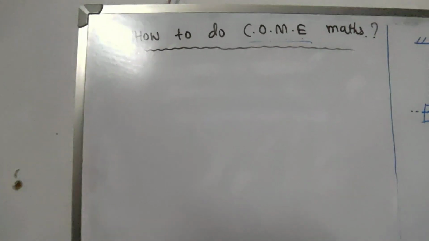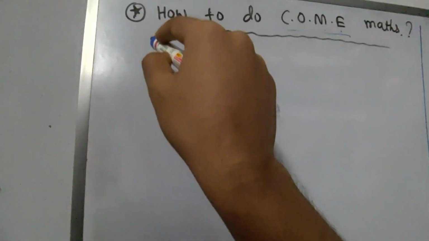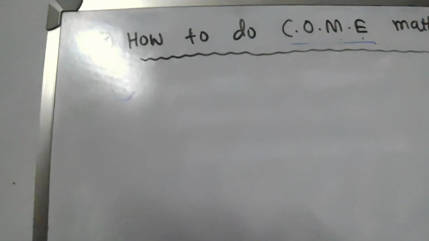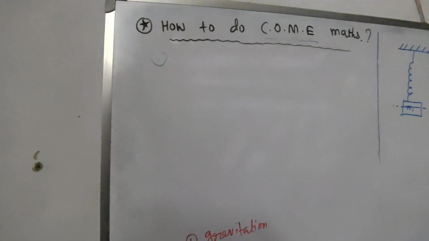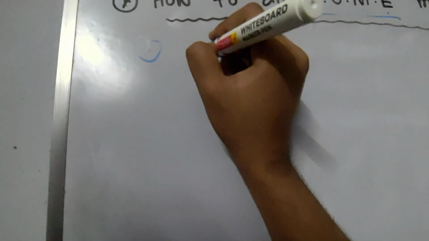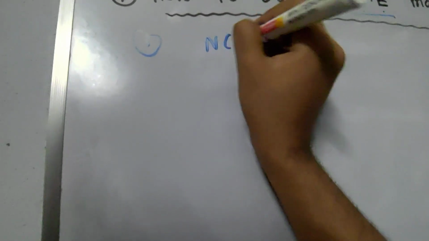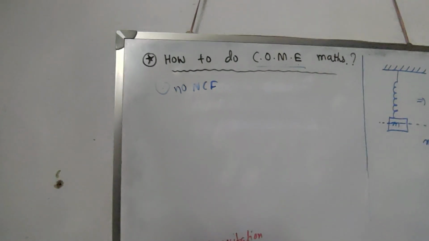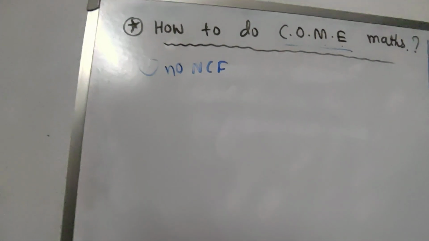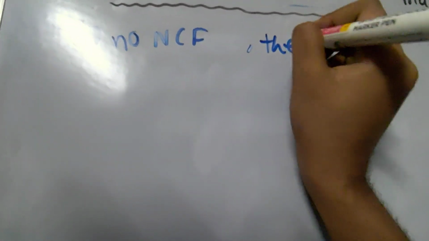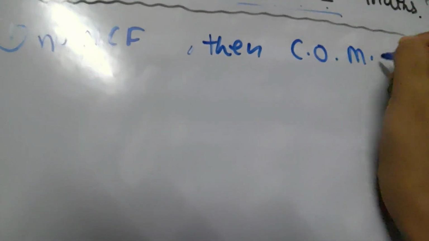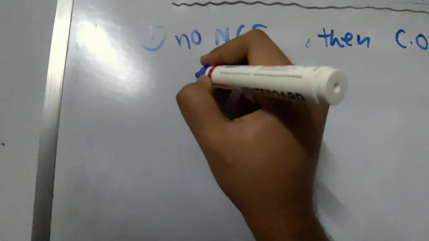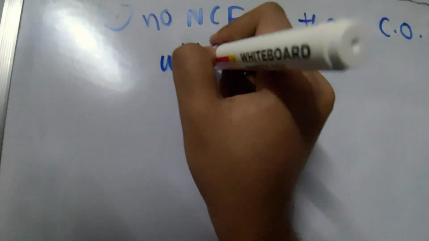To understand this, after reading the question, you have to see what type of forces are given in the question. If in the question there is no non-conservative force, then COME, conservation of mechanical energy, will be valid.